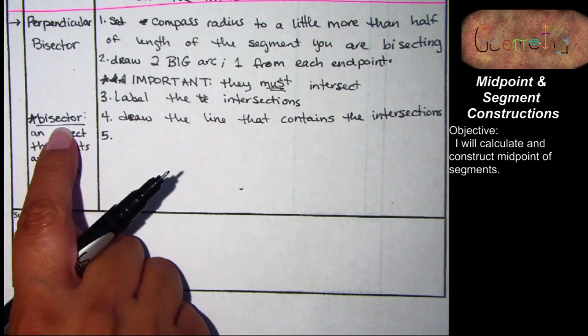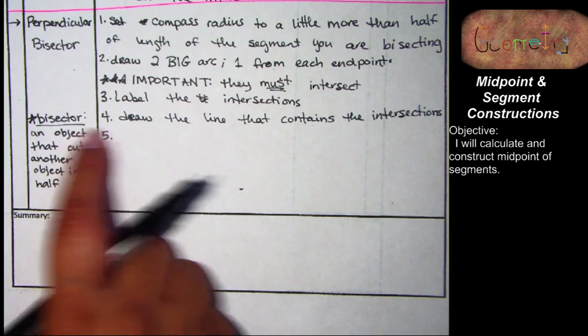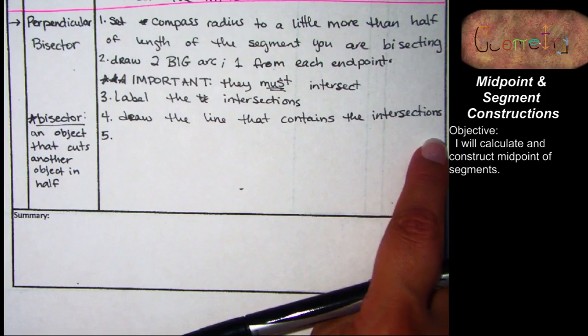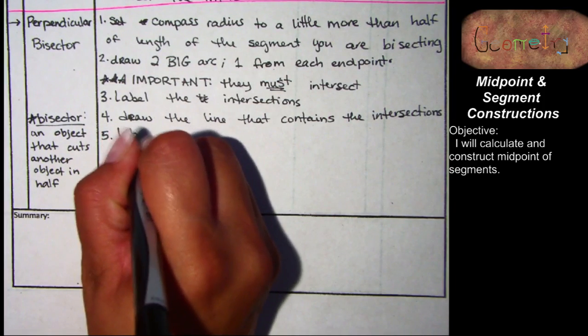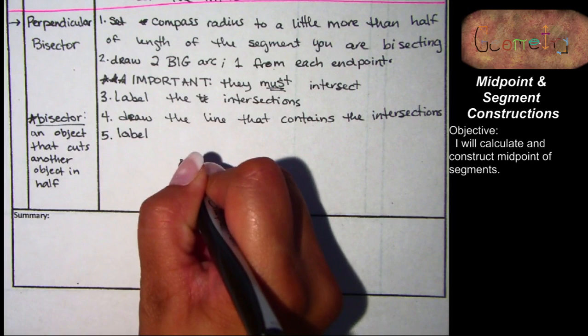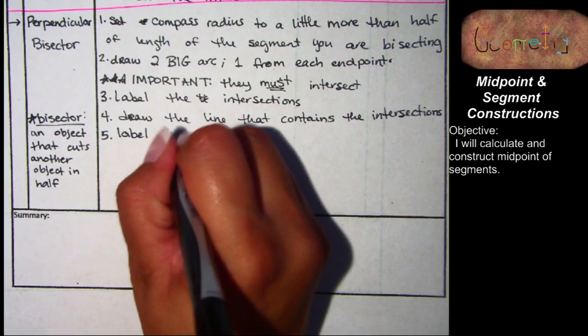Oh, look. It lined up. So our bisector is the line that contains those intersections. The last thing to do then is to look at where this bisector intersects the segments and label the intersection.